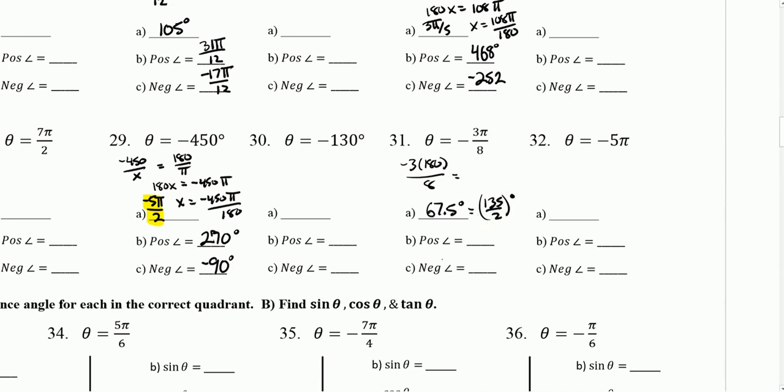And we want positive and negative coterminal angles, so we're going to add and subtract 2 pi. 2 pi is equivalent to 16 pi over 8. So if I add 16 with negative 3, I get positive 13 pi over 8. If I subtract, I get negative 19 pi over 8.